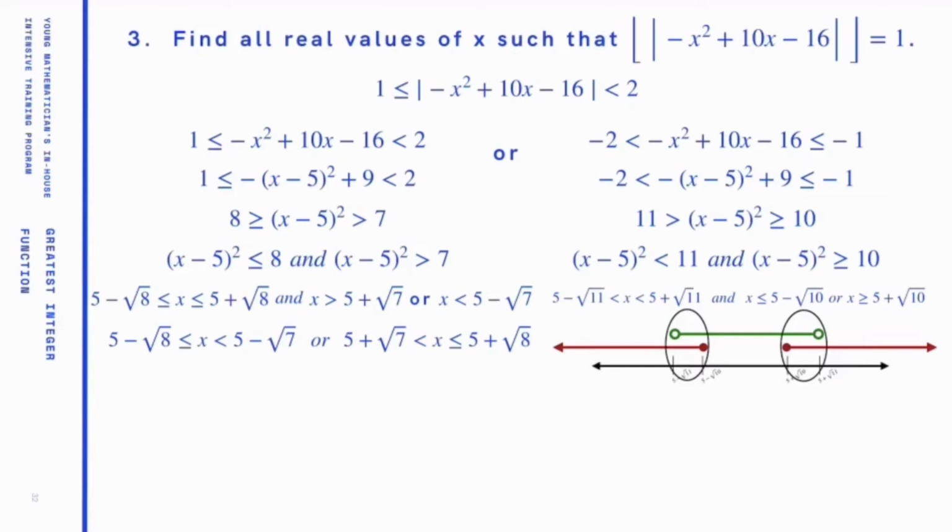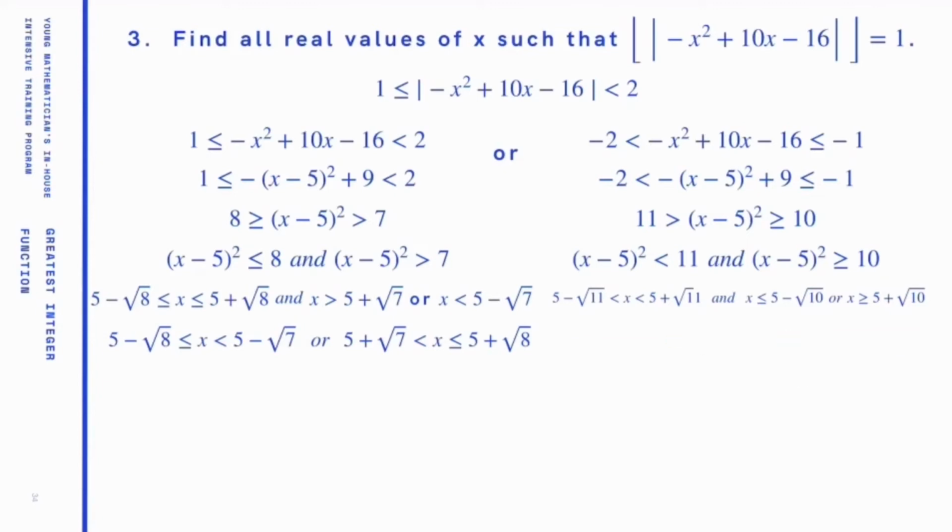Writing that as an inequality, we get that x is greater than 5 minus square root of 11 but less than or equal to 5 minus square root of 10, or x is greater than or equal to 5 plus square root of 10 but less than 5 plus square root of 11. Now together with the solutions on the left, noting that we have an "or" here, simply means that our final answer is just the union of all of our inequalities. We combine them.